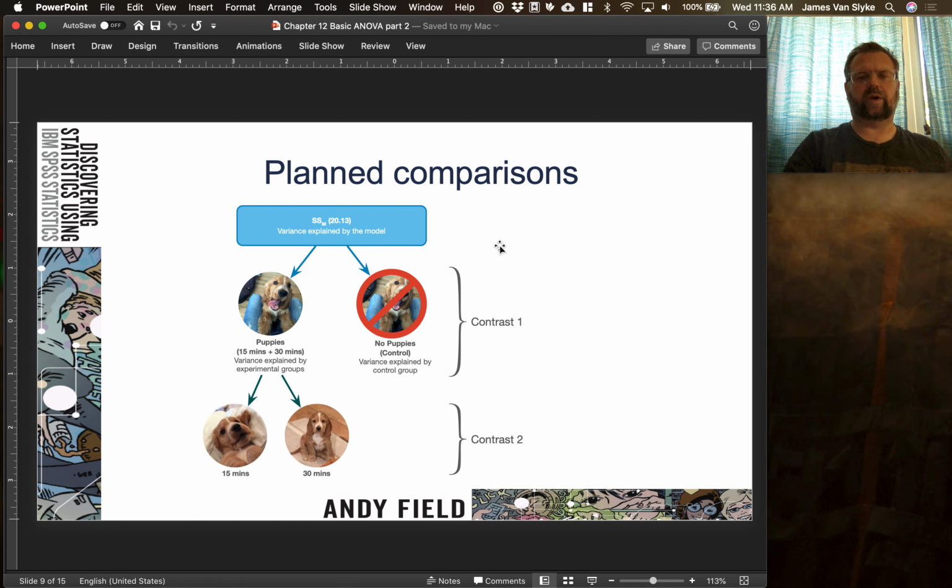So here's the way the two contrasts work. For contrast 1, we compare the control group, no puppies, to both of the 2 puppy groups, and that becomes our 2 groups that we compare to each other. And then for the second contrast, we're going to ignore the control group and simply compare the 15 minutes to the 30 minutes to see whether the amount of time that people spend in puppy therapy actually has any kind of an effect.